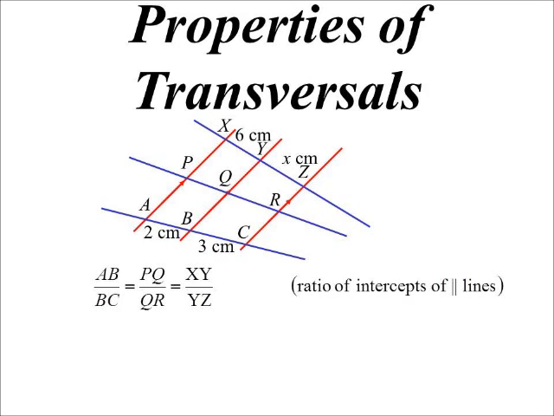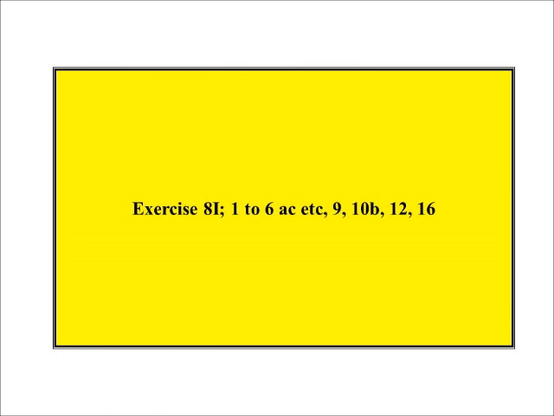Okay, so let's put some numbers in it. So for instance, if I wanted to find x, it's just a matter of substituting into the ratio then, and away we go. There we go, x equals 9. And so that ends our look at Euclidean geometry.